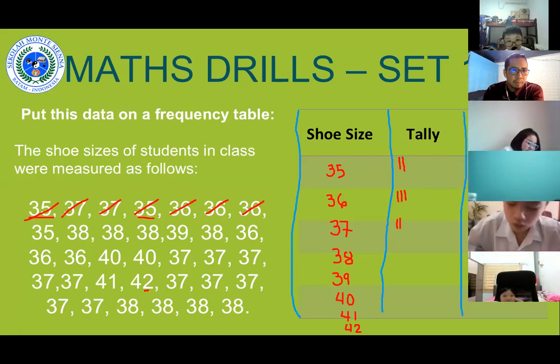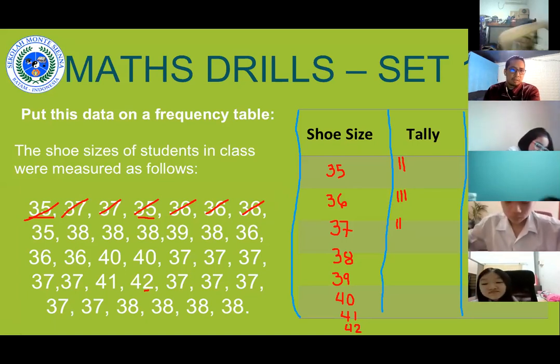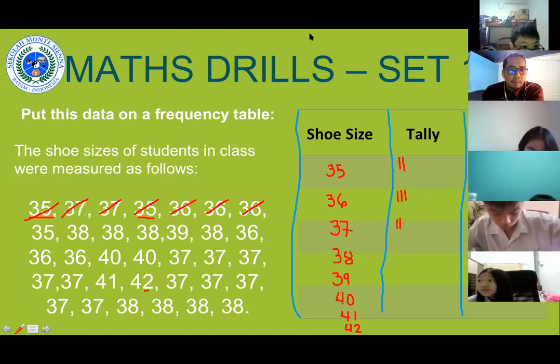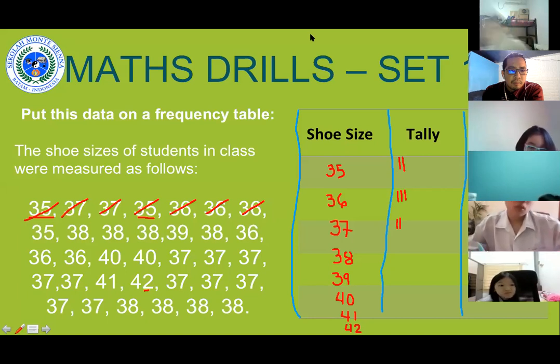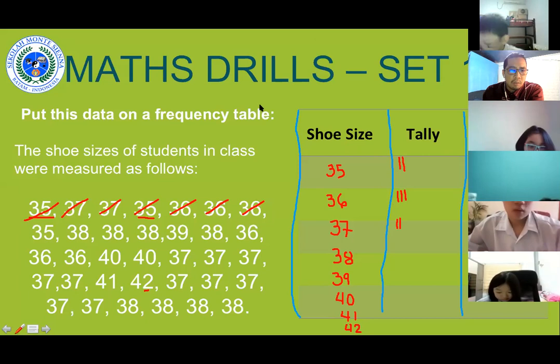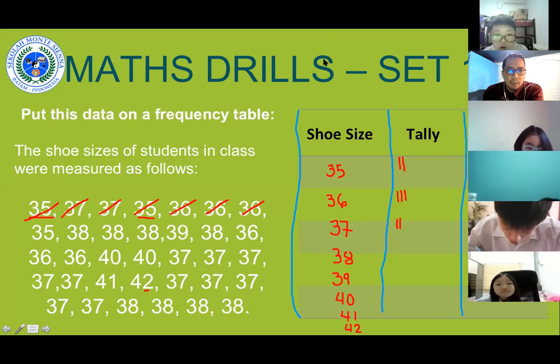Ken? Okay, good. Yes? We have to write the number there in the table. Later here, we will count the number of sticks, and that will represent the number of pupils. Okay, I'll be giving you time first to do it on your own.